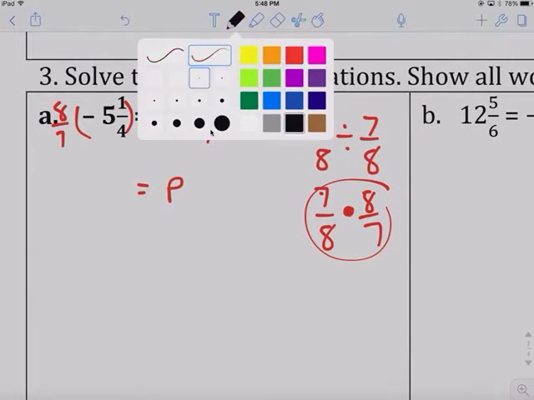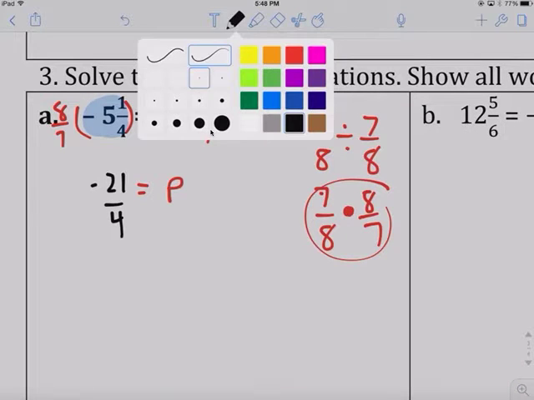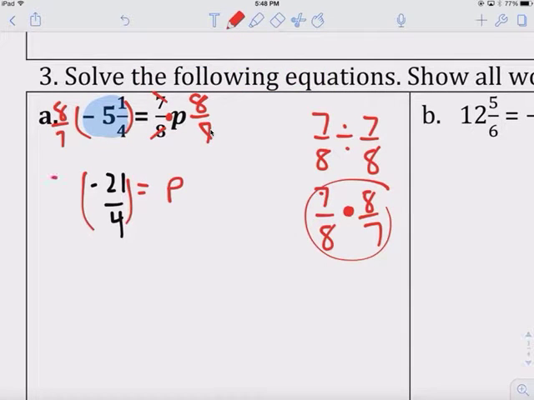Now you cannot solve this when it's a mixed number. You have to make it improper, negative 21 over 4. Times that by 8 over 7. Cross cancel, 2, 1, 1, 3. Negative 6 equals P.